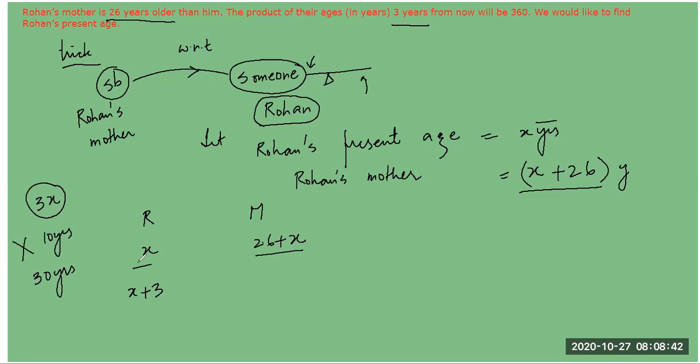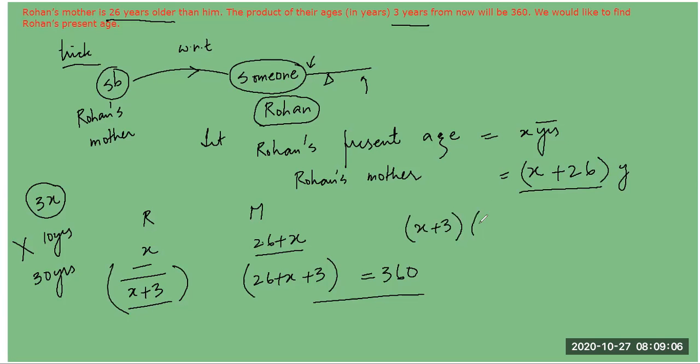This is wrong. After 3 years, Rohan will be x plus 3 years, right? So, mother's age would be whatever is the present age plus 3 years. Now, he says the product of these two, so this thing into this is equal to 360. So from this, students, you will get another quadratic equation. How? X plus 3 into 29 plus x is equal to 360. From this, you will get another equation.